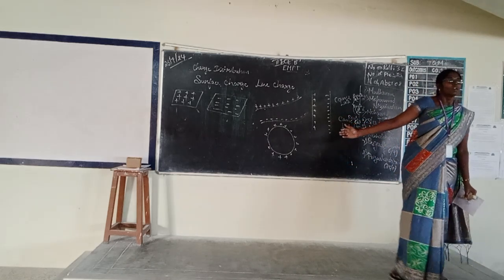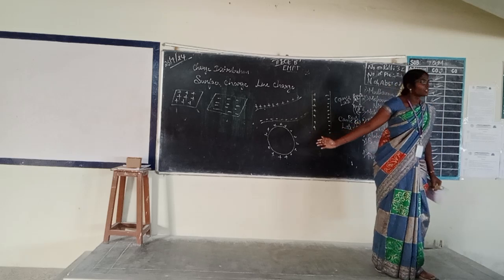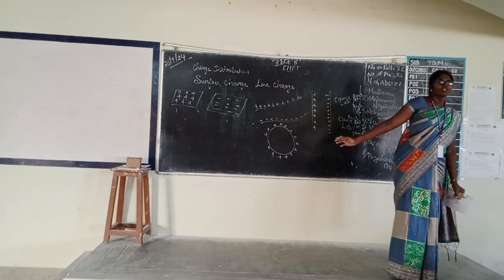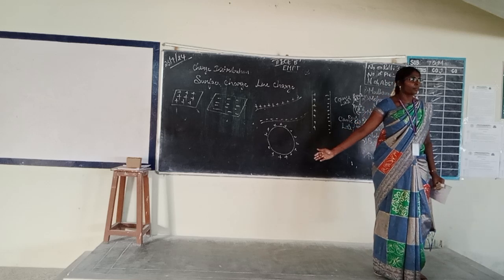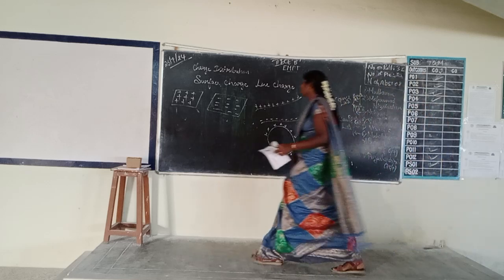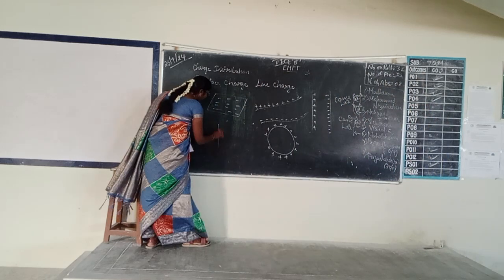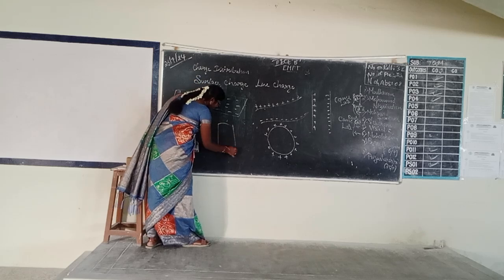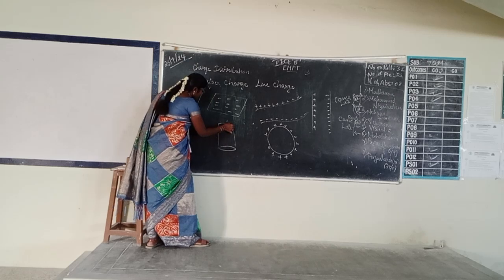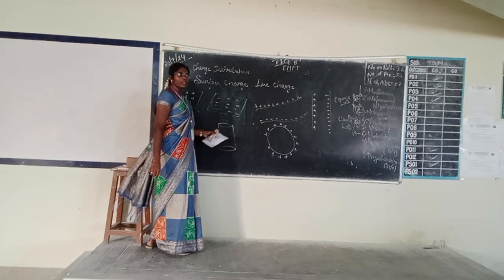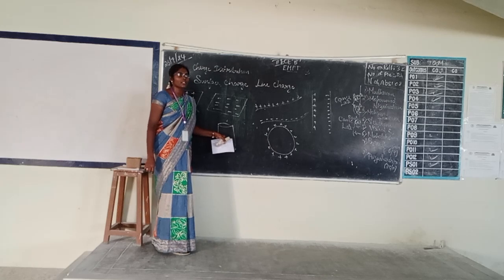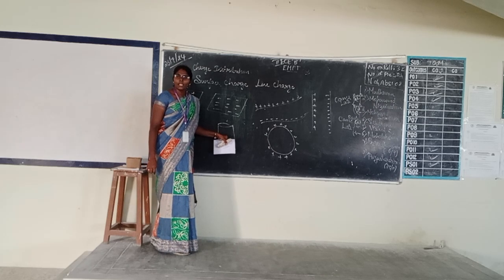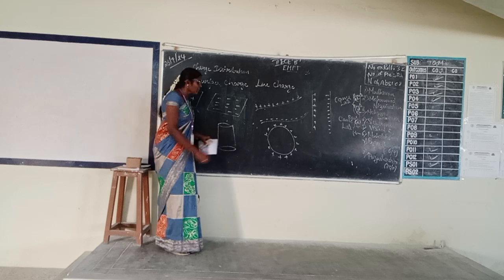Now next, how can we define a volume charge? It is three-dimensional. It can be a cylinder, for example. If I am taking a cylinder and it carries the positive charge, throughout the cylinder it will carry the positive charge.